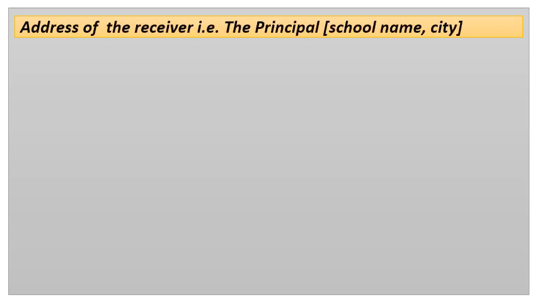So first of all, you have to mention address of the receiver, or you can say receiver's address. Then you have to write down the principal. After then, in the next line, without leaving any line, you have to mention school's name by putting comma. Then you have to write down name of the city. Fine. Keep one thing in your mind. Address is always written at the top on the left hand side corner of the page. If the address consists of several parts, each part is given a separate line.